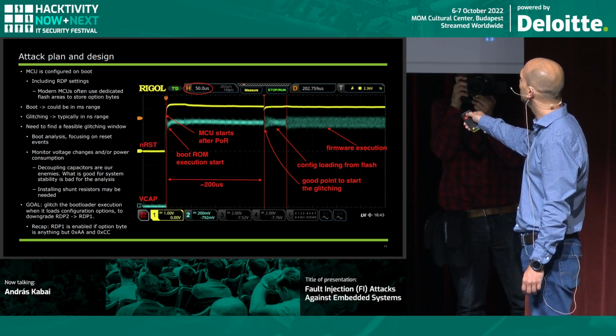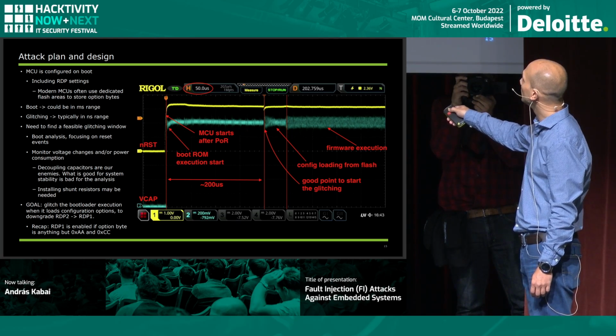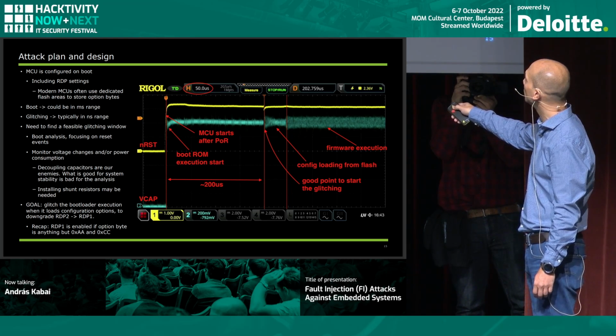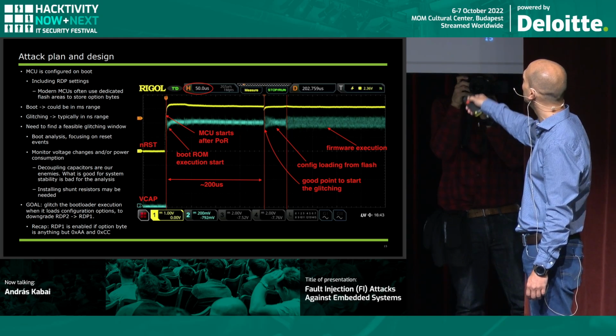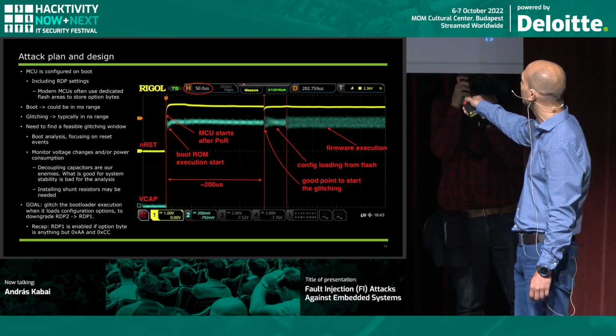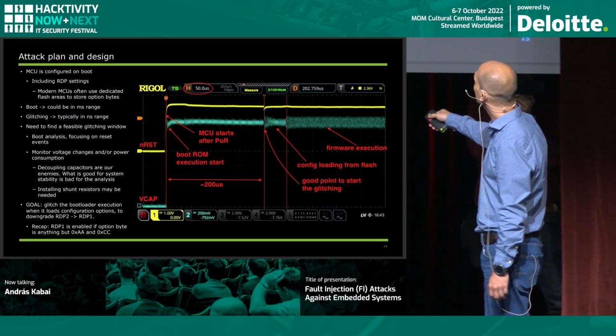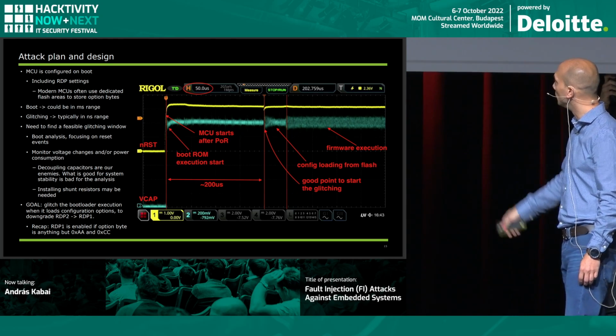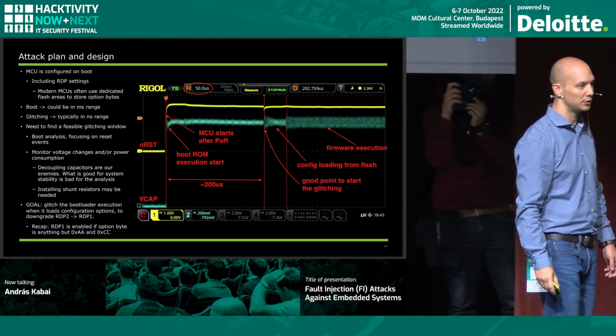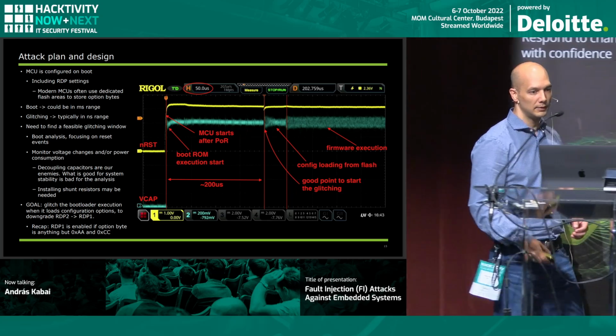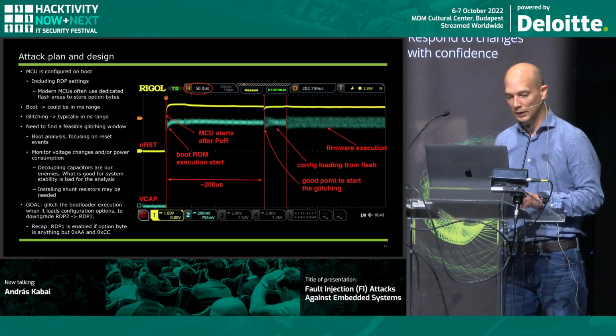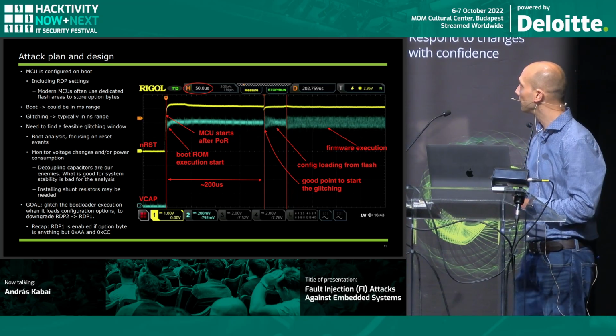Then we have this amount of time, where the horizontal scale is about 50 microseconds, and this is about one slot, so it is about a 50 microsecond slot to execute the attack, the glitch itself. Let's see what we can do with this and how to achieve that.